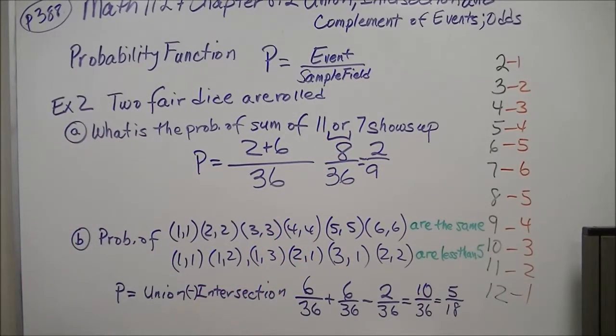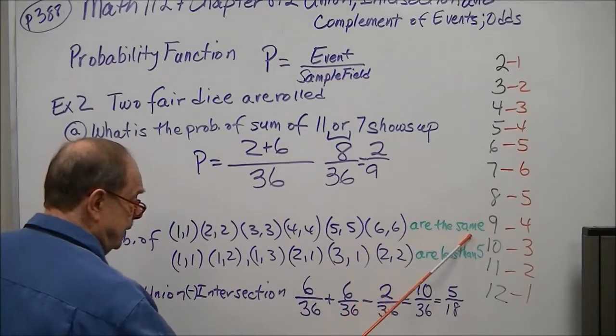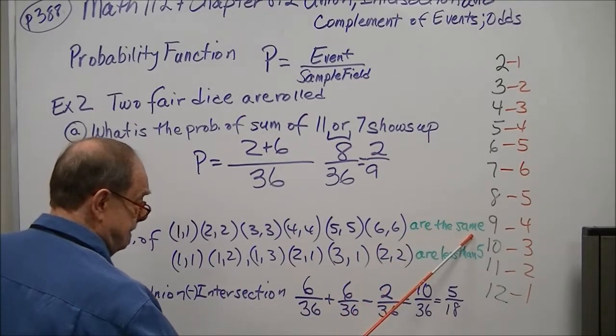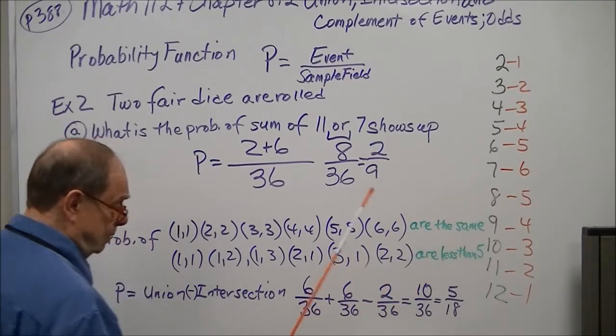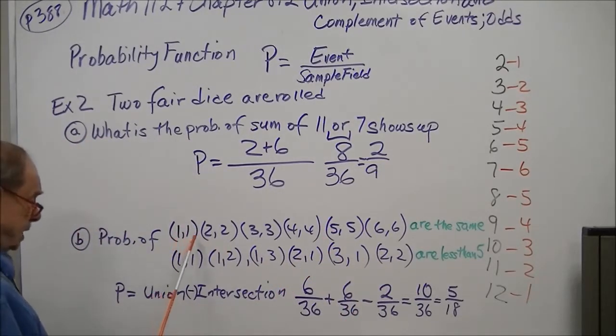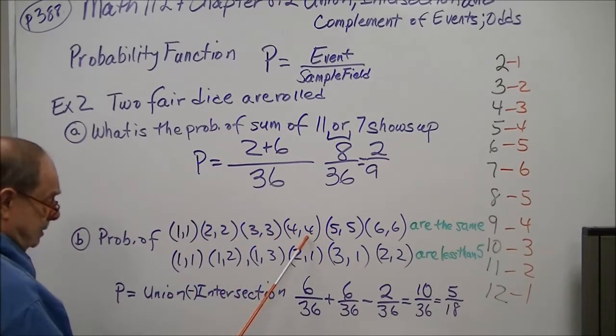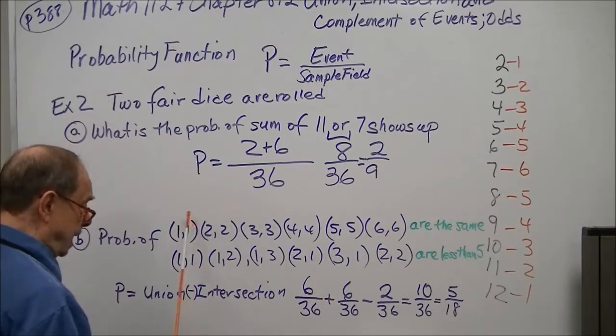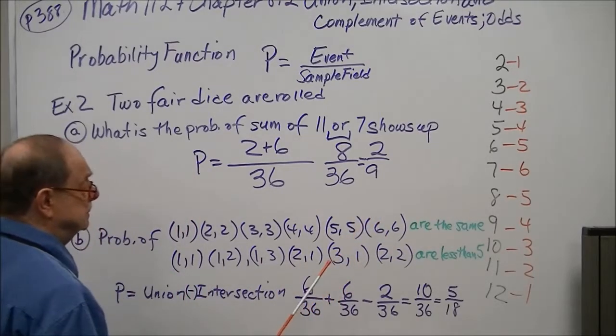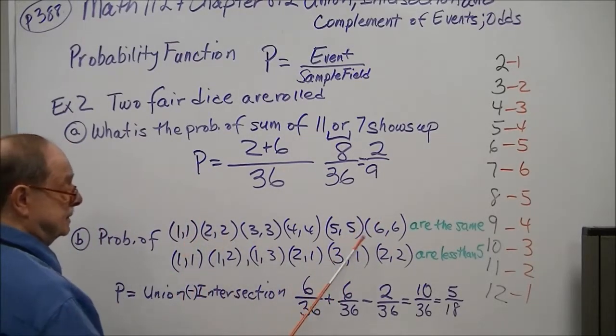This next one was a little tedious, so I wrote a lot of it out. But he says, what's the probability of rolling 2 fair dice and that the results are the same? Well, what would be the same? Well, 2 1s, 2 2s. And then how many events are there here? Well, this is 6 events.